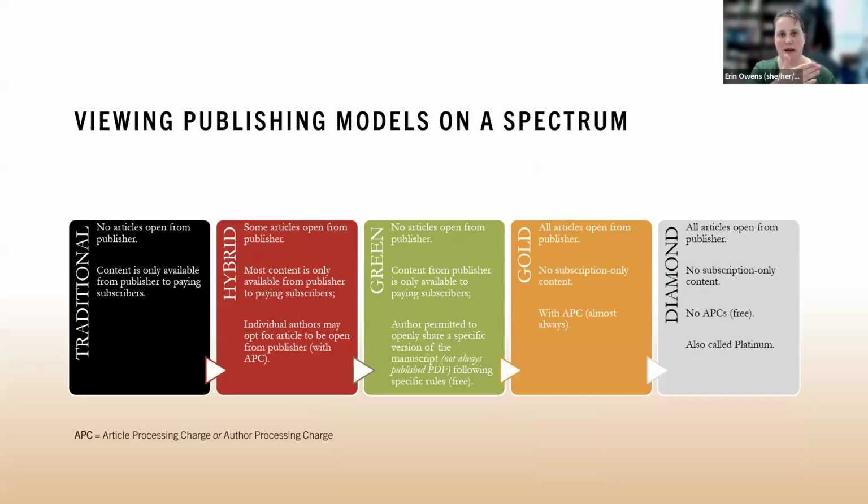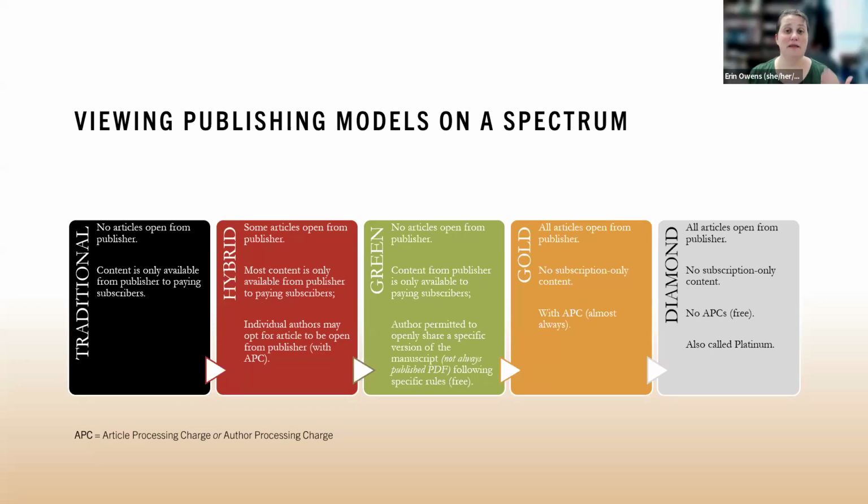This is sort of a spectrum of publishing models that we can think of. We have our traditional model. Nothing comes openly from the publisher, and all content is available only through paid subscriptions. We see hybrid models. Some of the articles are openly available directly from the publisher, generally based on fees paid by the author. But then other content is only available to paid subscribers.